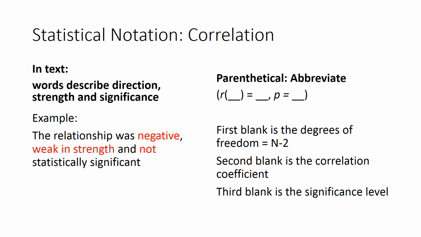The first is the degree of freedom for the analysis. It goes in parentheses after an italicized r and is computed by subtracting 2 from the number of participants in the analysis. The second number is the correlation coefficient from the Pearson correlation row in the SPSS output, and the third number is the significance level from the sig 2-tailed row in the output. Typically, we round those numbers to 2 decimal points.